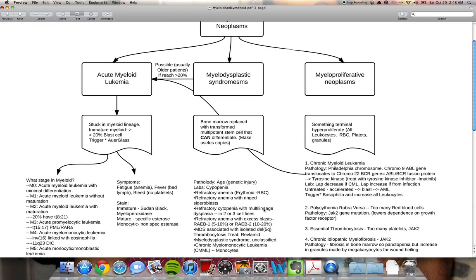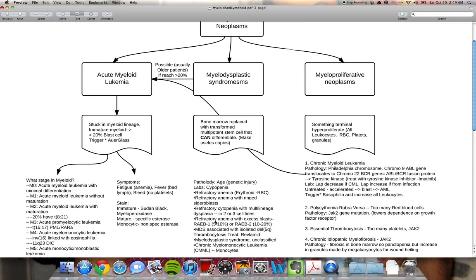4. Refractory anemia with excess blasts. That's how we get this acronym, RAEB. So there are 2 subcategories in refractory anemia with excess blasts: RAEB1, where you only have 5 to 10 blasts, and RAEB2, which is 10 to 20 blasts. What are blast cells? Remember from earlier, blast cells are the immature myeloid cells.